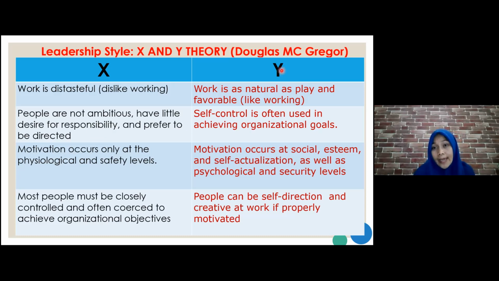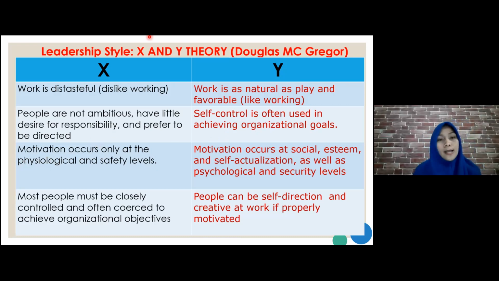But the Y worker thinks that self-control is often used in achieving organizational goals. She can control, she knows. She has ambition to reach something, and she has good responsibility. She doesn't need to be directed, but does it by herself because she has self-control.